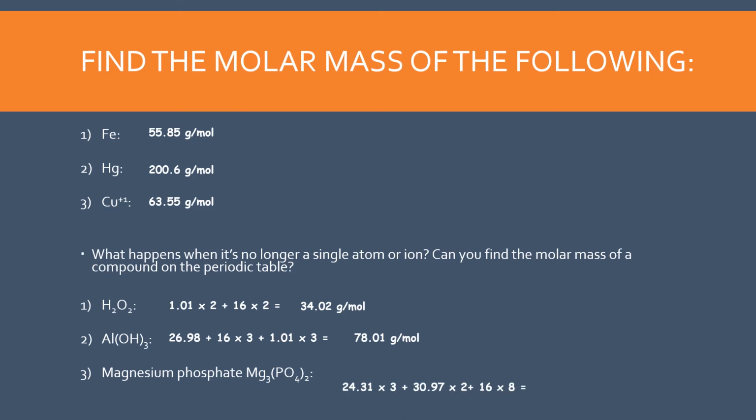So we have 3 magnesium, so 24.31 times 3, plus 2 phosphoruses, which is 30.97 times 2, plus 16 times 8. 16 is oxygen, and there's 8 of them. So remember that 2 goes to the phosphorus to give it 2. 2 times 4 gives us 8 to give us the total number of oxygen. Add it all up, and you should have gotten 262.87.